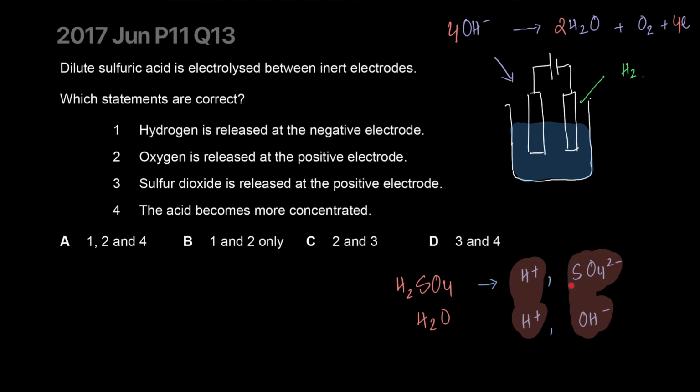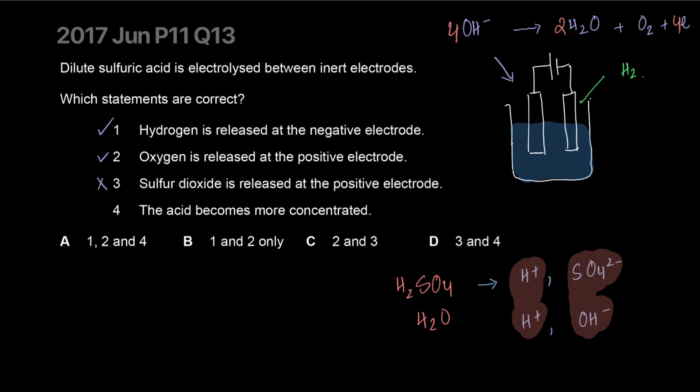And yeah, so let's see what the options say. Hydrogen is released at the negative electrode. Is that true? Yeah, that's true. Okay, oxygen is released at the positive electrode, and that's also true. Sulfur dioxide is released at the positive electrode. That's untrue. We already figured it out.